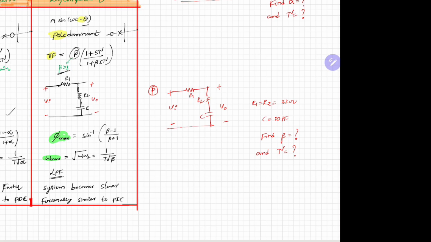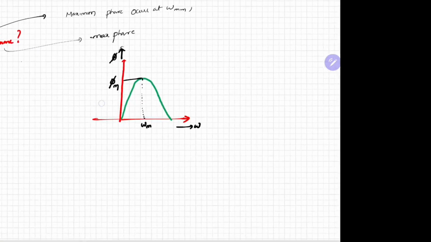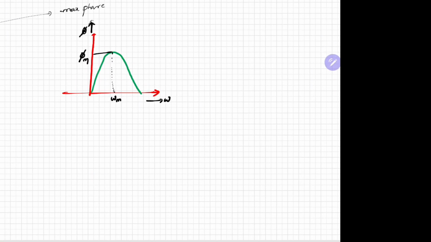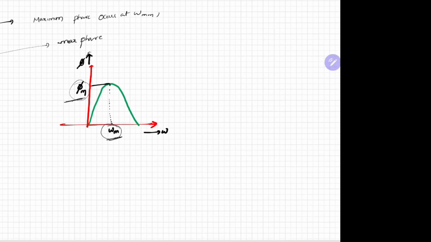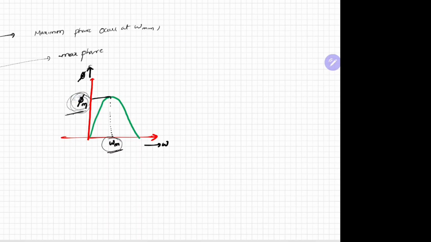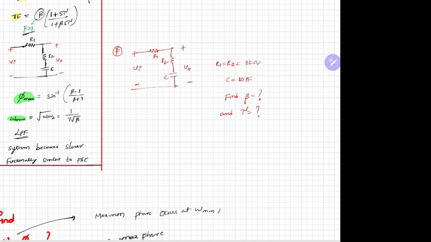If you want to find out the maximum phase, see here I have drawn the picture. This is the phase versus omega plot, and whatever frequency you get at maximum phase, that is omega m. Whatever the maximum phase is, you can easily find it there. I have mentioned that this is the maximum phase. How can you find out the maximum phase, and the frequency at the maximum phase? We can solve a question on that.